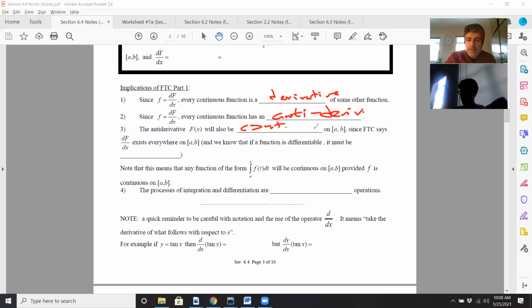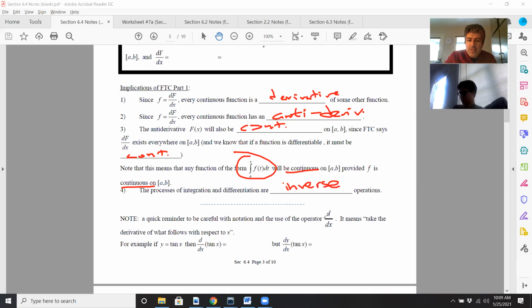The antiderivative will also be continuous on a to b, because the fundamental theorem states that dF/dx exists everywhere, so therefore it's differentiable, therefore it has to be continuous. If you're differentiable, you are continuous. We talked about that back in the fall semester. So anything of this form will be continuous, provided that your original function is also continuous. And the processes of integration and differentiation are inverse operations, so they undo each other. That's what FTC part 1 is all about.